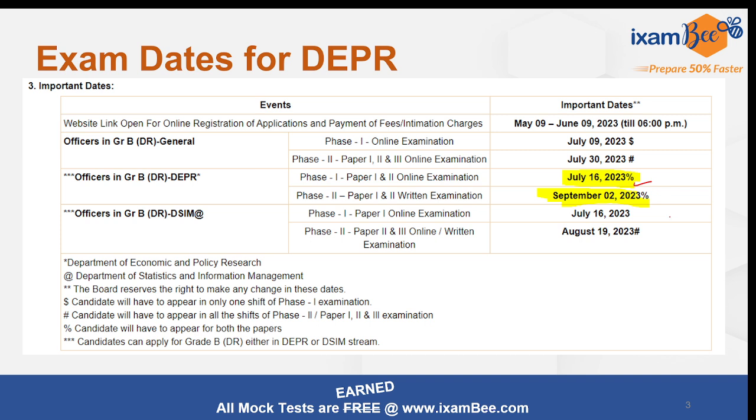For phase 2, we will again get a lot of time for preparation, and your phase 2 will be held on September 2nd, 2023. So these are your important dates, but before that you also need to apply. Another important date is May 9th to June 9th, when your application window is open.